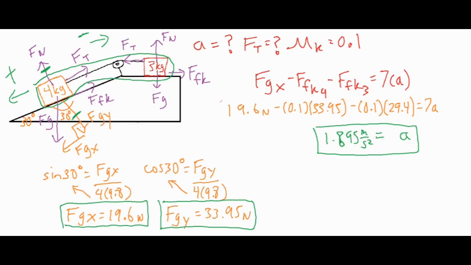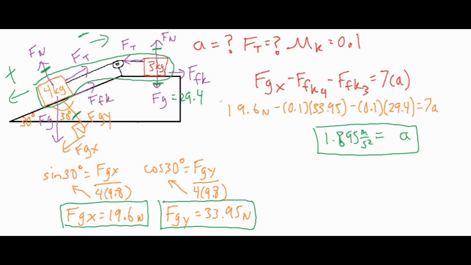For a 3 kilogram block, again, our Fn and our Fg are the only vertical or perpendicular forces. So those are equal and opposite to one another. So Fg, which is 3 times 9.8, gives us 29.4 newtons, which means Fn is 29.4. That's where this 29.4 came from, equals 7 times A. So I just found the product of these two, subtracted everything, divided both sides by 7, and then I got my acceleration of the entire system, 1.895 meters per second squared.